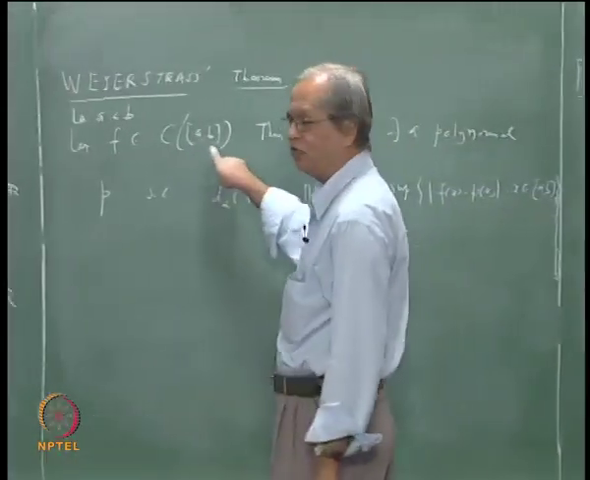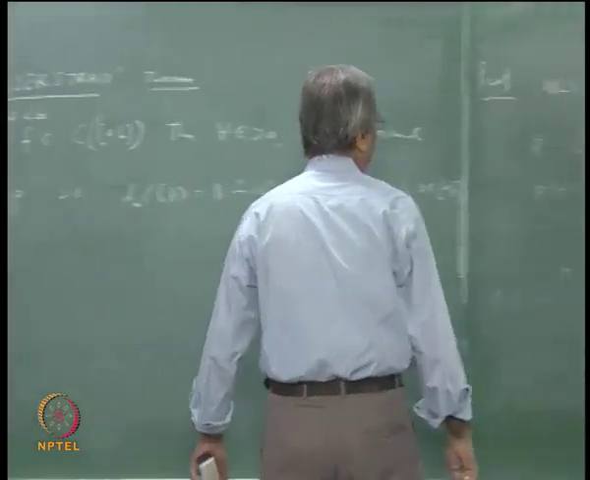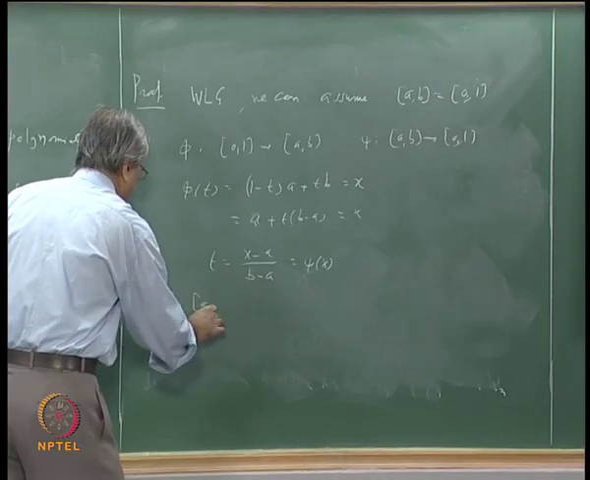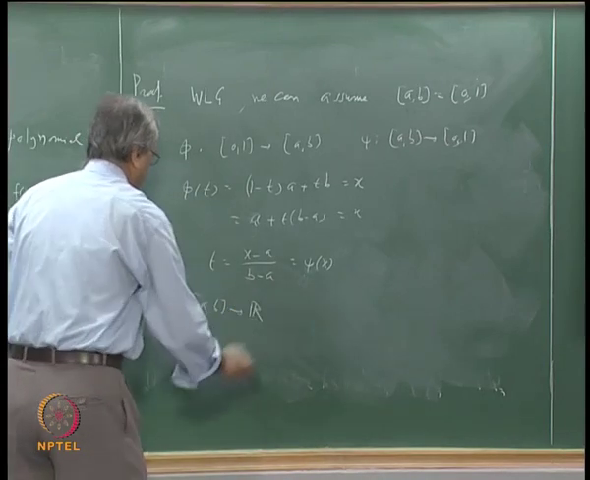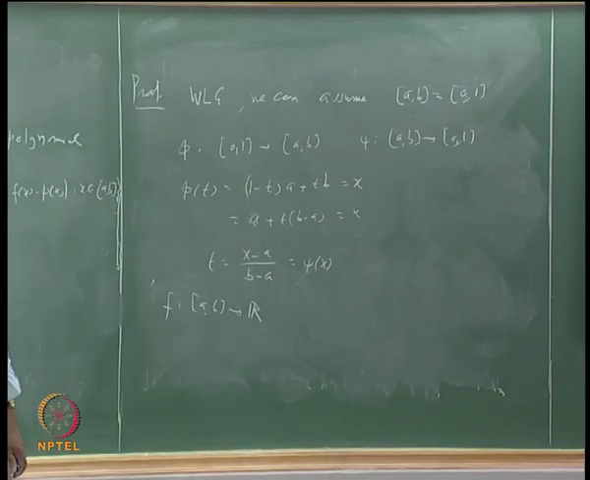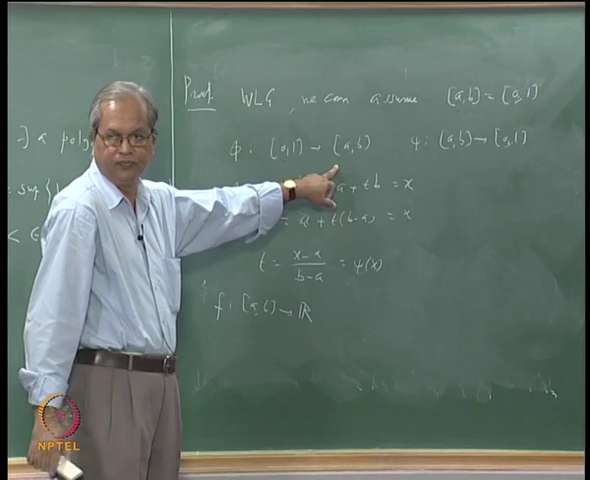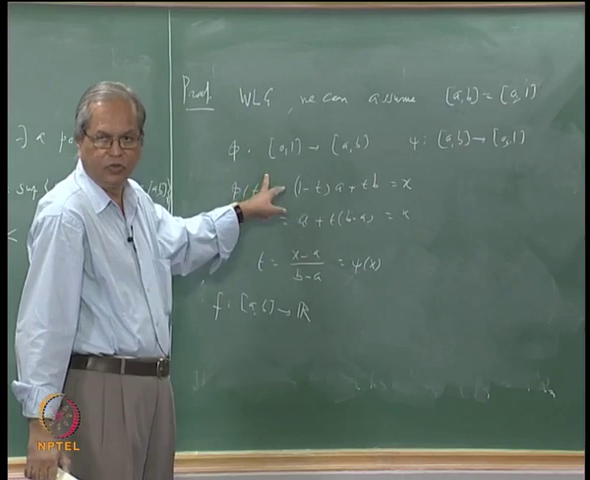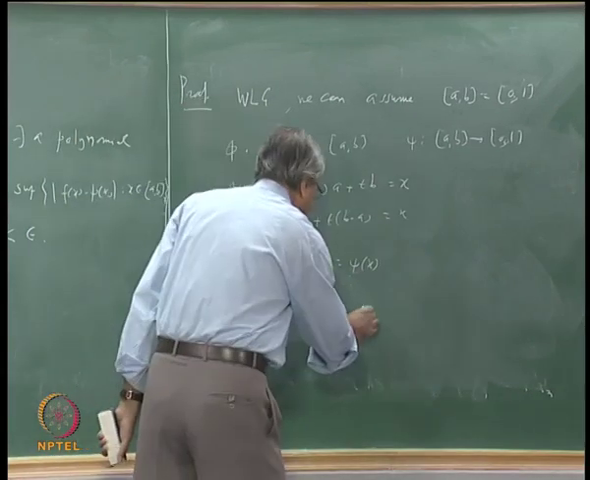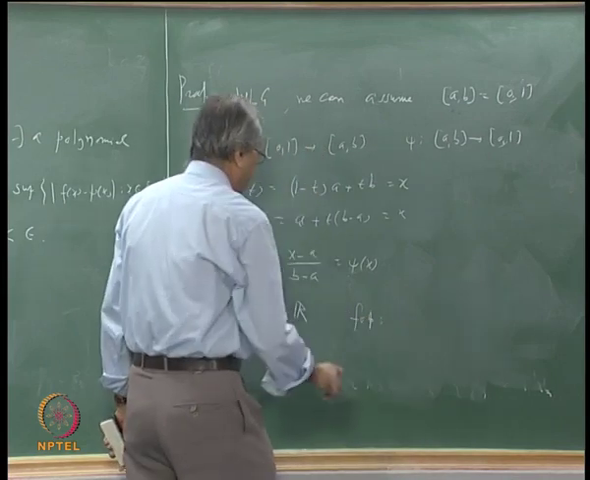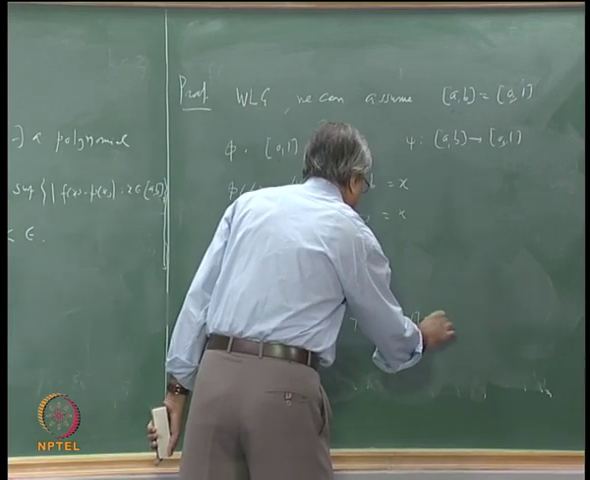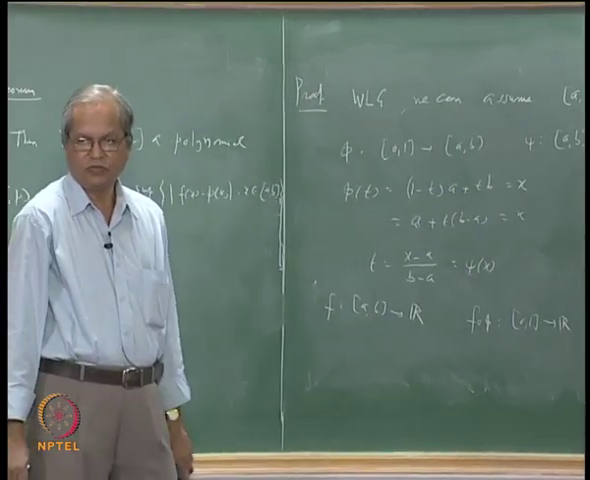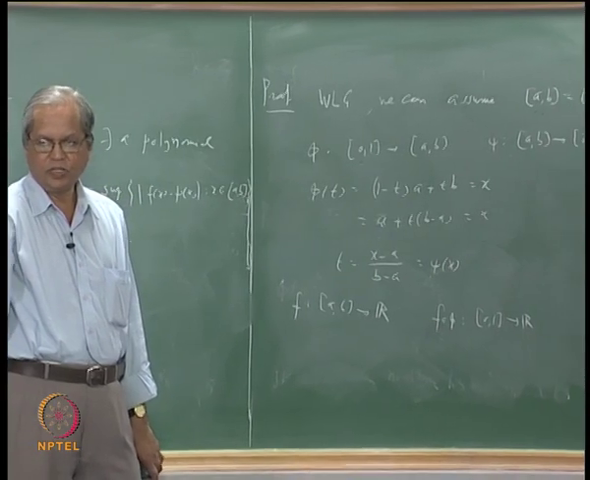We are given a function f on AB, f is a function from AB to R, and phi is a function from 0 1 to AB. So if I look at f composed with phi, that will be a function from 0 1 to R. That will be a continuous function.